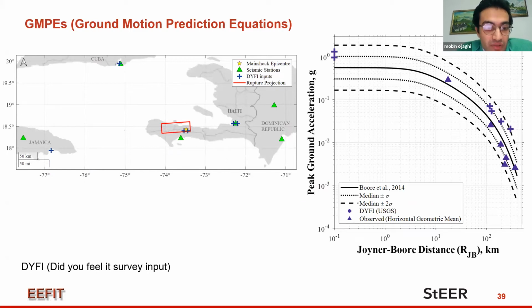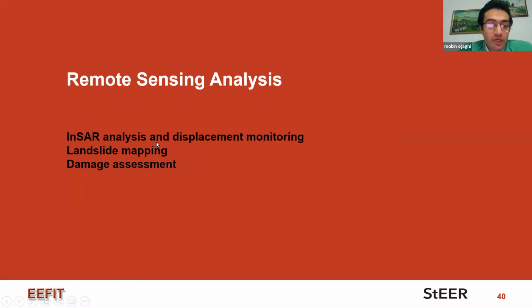Finally, in this slide, we considered the newly available ground motion data for this earthquake, and did you feel it survey input to see how well it would fit in existing GMPE. What can be seen is a good fit, though some overestimation in the did you feel it records. This could mean that this GMPE is suitable for use in hazard analysis in this region. Next slide, where I'm now going to pass you on to Mahtab and Valentina to present remote sensing analysis.